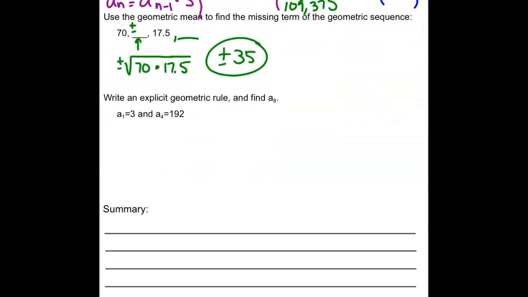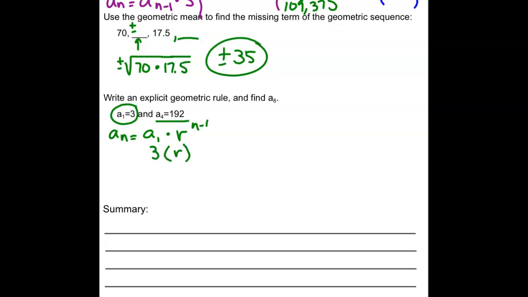All right, our last question says to write an explicit geometric rule and find a sub 8. So what do we know? We know our first term is 3, and we know our fourth term is 192. But we don't have consecutive numbers, so we can't simply divide out to figure out our r value. So let's start with our explicit formula. A sub n equals first term times r to the n minus 1, and fill in what we do know. Our first term is 3.